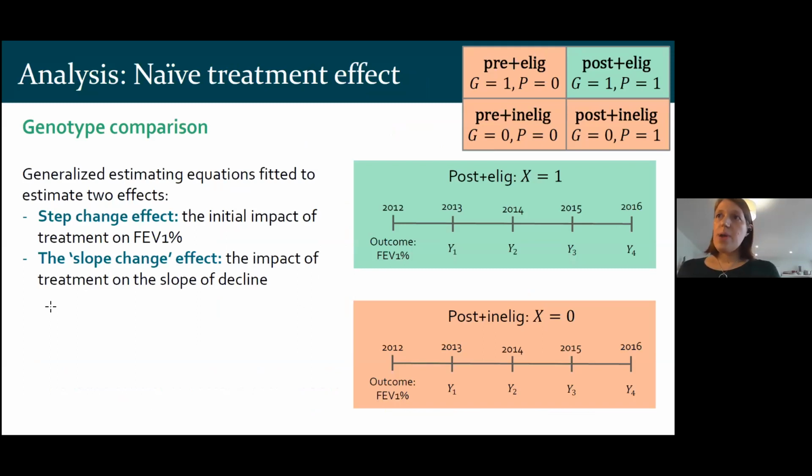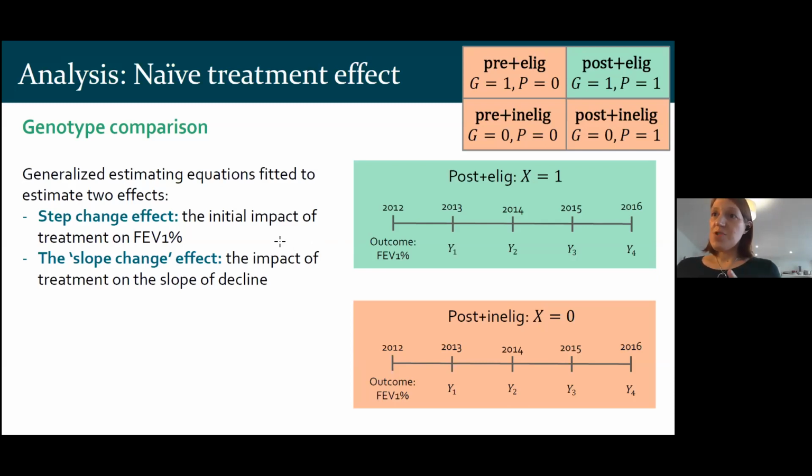So just briefly how we did the analysis for this continuous outcome of lung function measured using FEV1% predicted. Let's suppose we're thinking about this post-ivacaftor era here. We've got longitudinal data from the registry, so we made use of that. So we used generalized estimating equations to model these longitudinal data, and we actually wanted to estimate what we call a step change effect and a slope change effect. So the step change is like an initial boost in your lung function that you may get from the treatment, and then there's this slope change effect, which is the impact of this treatment on the slope of decline in lung function over time. So we set up a model, which I haven't given the details of here, to enable us to estimate both of those effects.